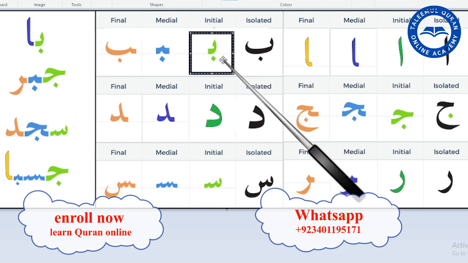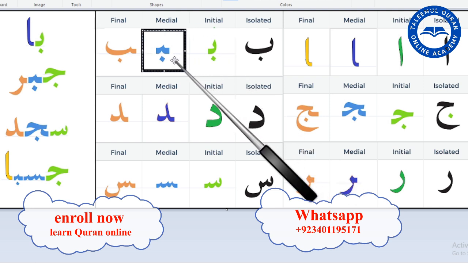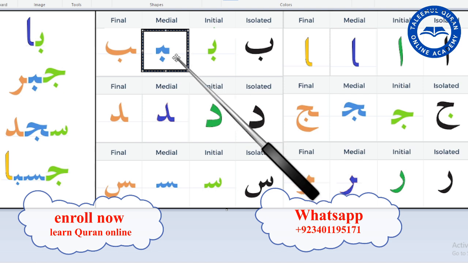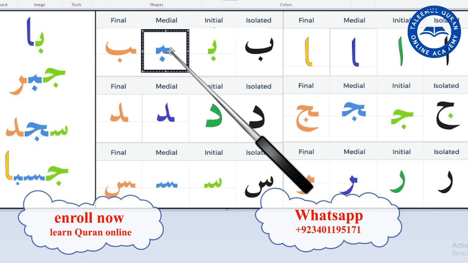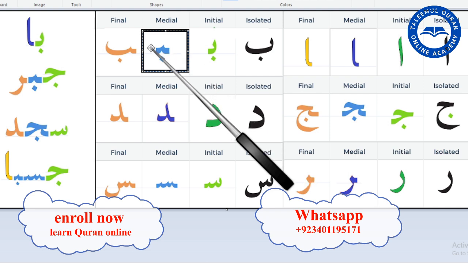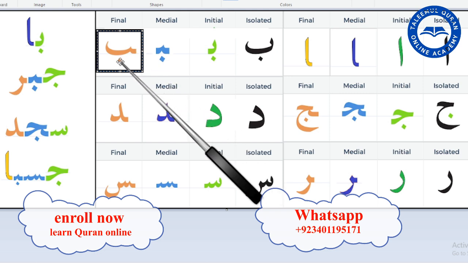Right, the good girl. So it has one dot at the bottom, so it's ba, and that's the medial shape of ba. See, one dot at the bottom, and it's connected to the previous letter and the next letter, both the letters, and that's the final shape of ba.